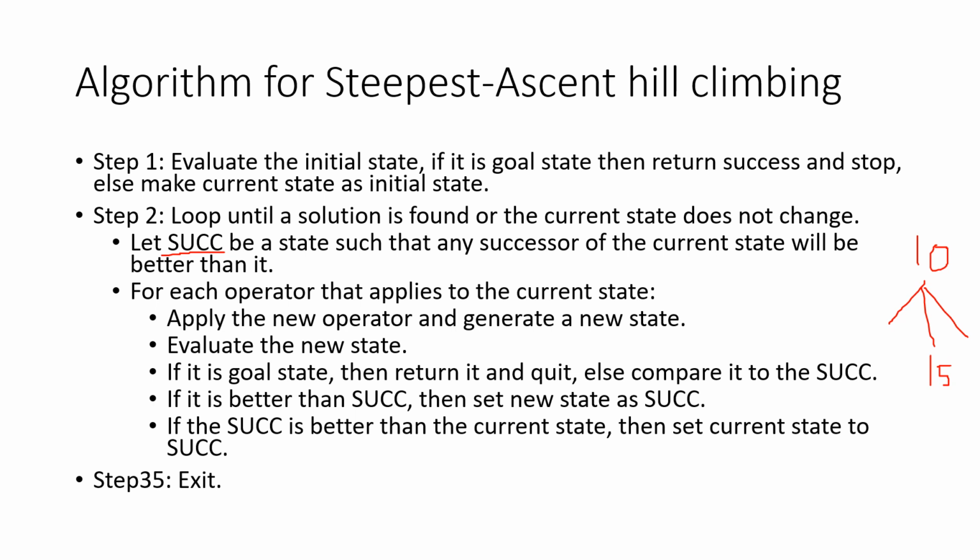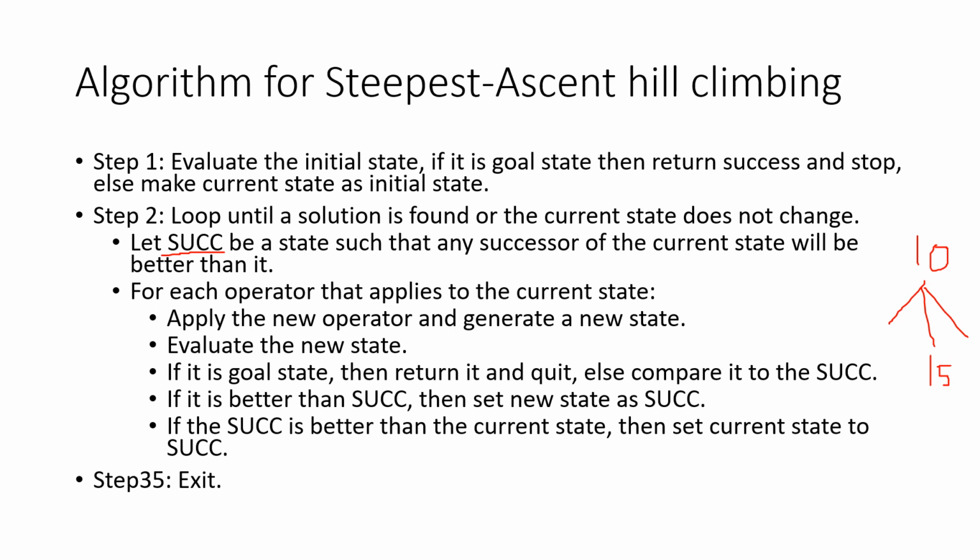So after checking all the neighbors, compare success with the current value. If success is better, move to success. So the current state will be equal to the new best neighbor. So the algorithm iteratively moves towards the steepest ascent. And then the algorithm exits when no neighbor is better than the current state. That means we reached the local maximum. It can be the global maximum if the heuristic is perfect. And if no further improvement is possible, then we will exit.